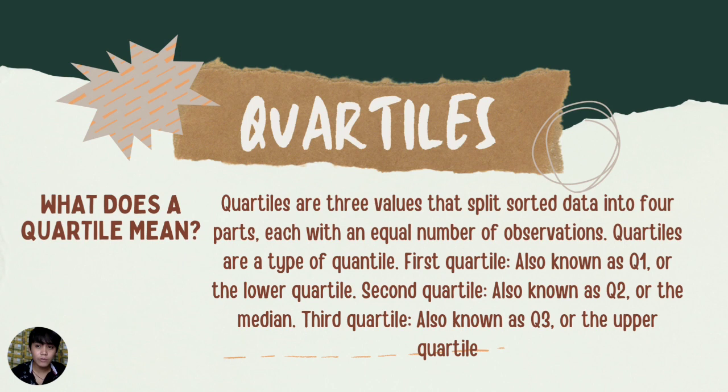Quartiles are three values that split sorted data into four parts, each with an equal number of observations. The word is somewhat similar to quarter, which means that there are four equally divided parts. Quartiles are a type of quantile. First quartile, also known as Q1 or the lower quartile. Second quartile, also known as Q2 or the median. Third quartile, also known as Q3 or the upper quartile.